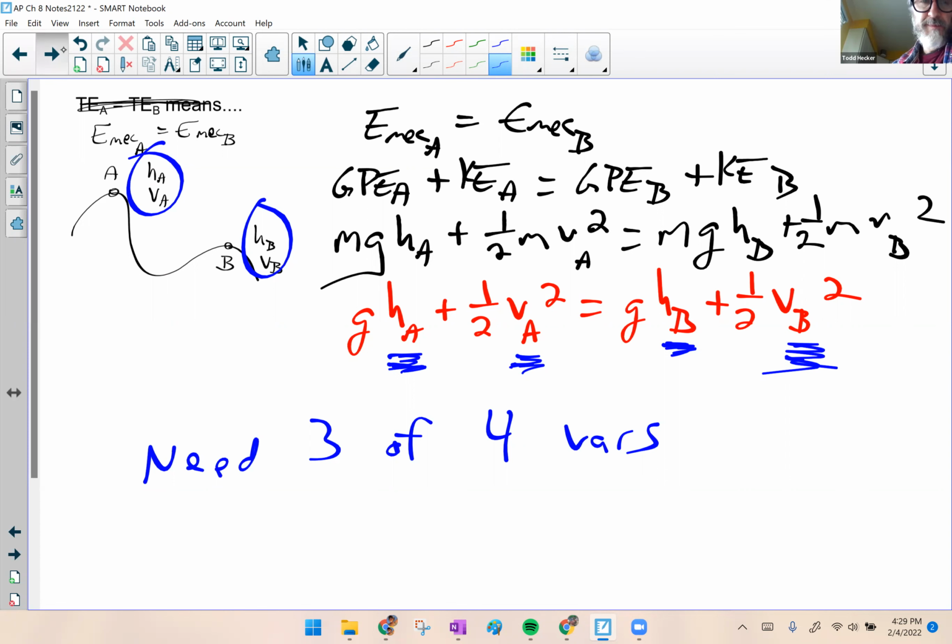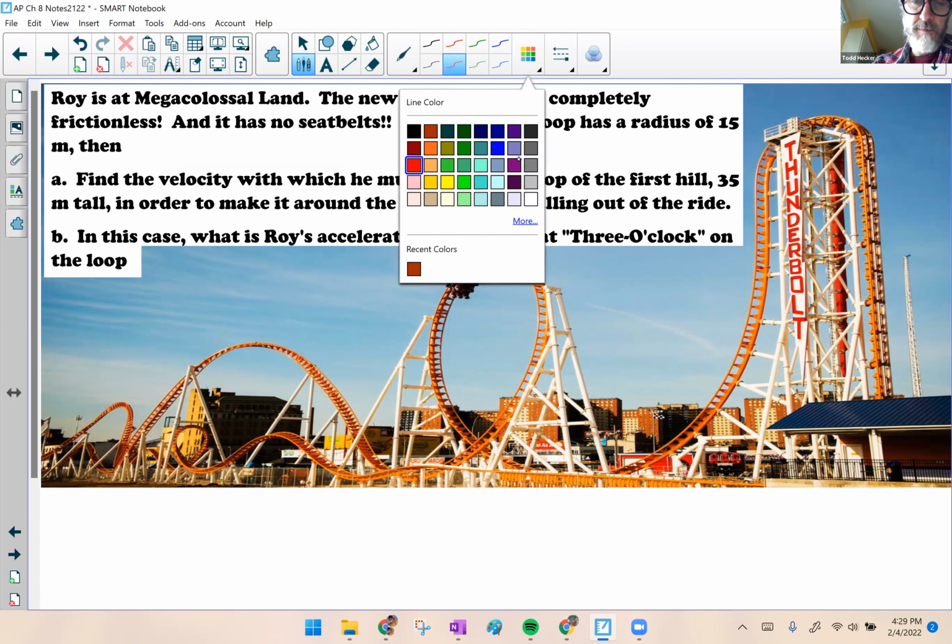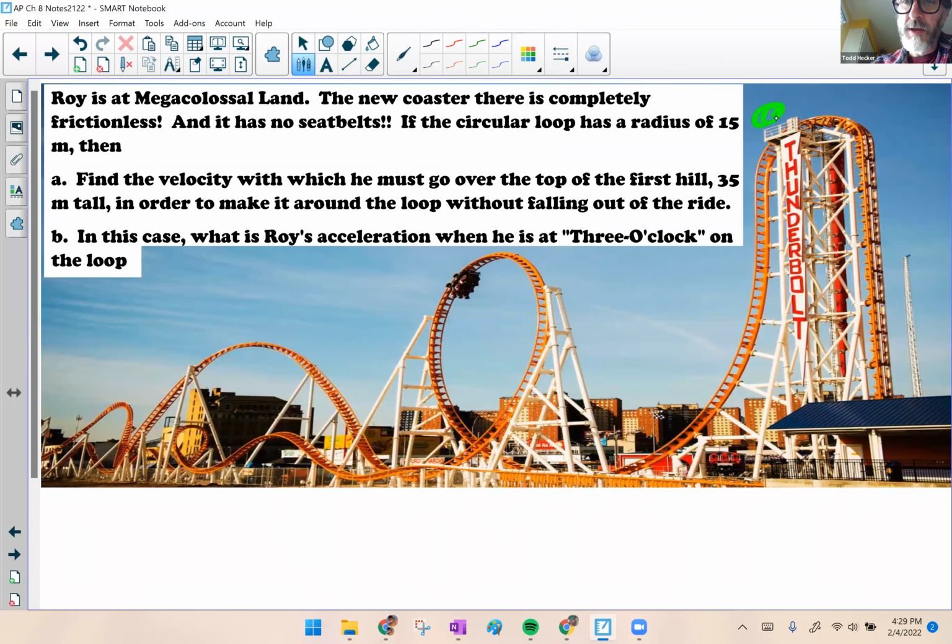So here we go. All right, so here we've got Roy Mega Colossal Land, all right? There's a new roller coaster there, and it's completely frictionless, so no non-conservative forces doing work. And no seatbelt. Ooh. All right. So we've got a circular loop here. So let me kind of draw out the path. Green. So you're going to start here at the top of the hill, and then you're going to go down and around the loop, and then like this. Okay.